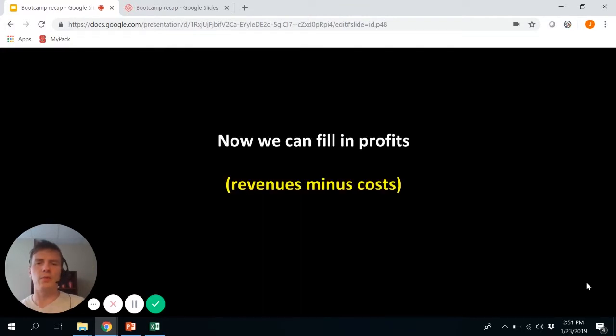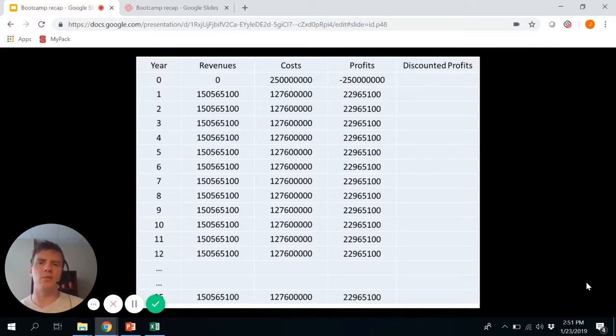So now we're in a position to fill in profits. Profits are just revenues minus costs. And so we can say revenues minus costs for every single individual year. Annual profits are the same in years 1 through 25, and they're different in year zero. We just take an initial loss of $250 million. In years 1 through 25, we're earning on the order of $23 million per year in annual profits.